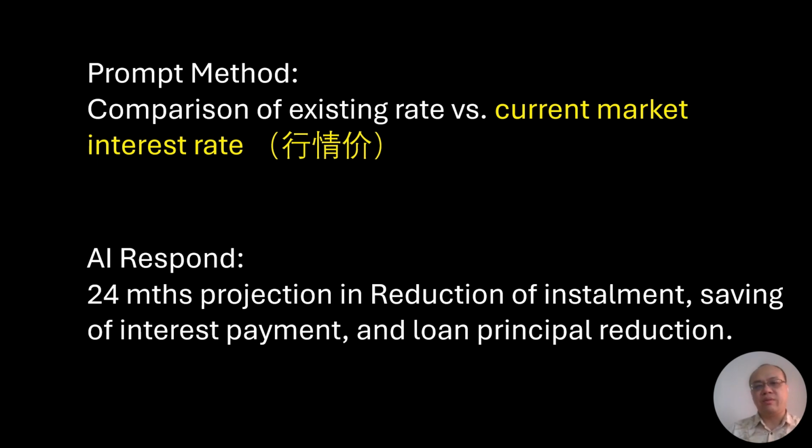It is about the comparison of your existing rate and the so-called current market interest rate, or in Chinese we say 行情价. What that means is, for example, right now is 2025, the fourth quarter. If someone tells you he's paying an interest rate of 0.5%, this is impossible, because right now no bank is offering any interest rate below 1%. No such thing. So the current interest rate is something which the bank is offering at the moment. It can be slightly higher or slightly lower, right?